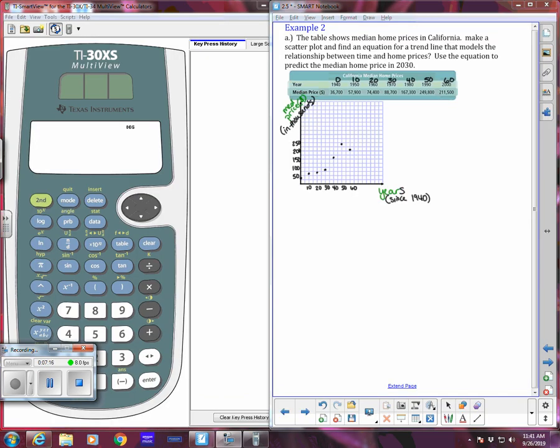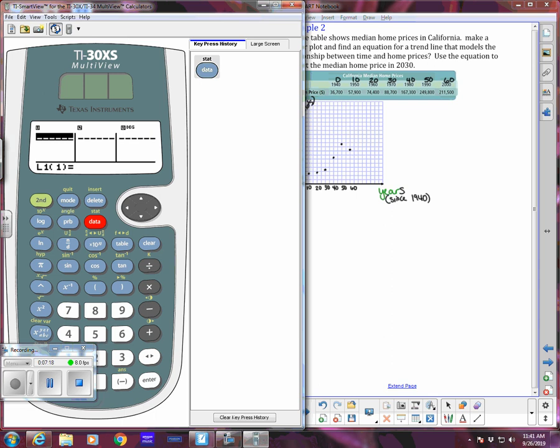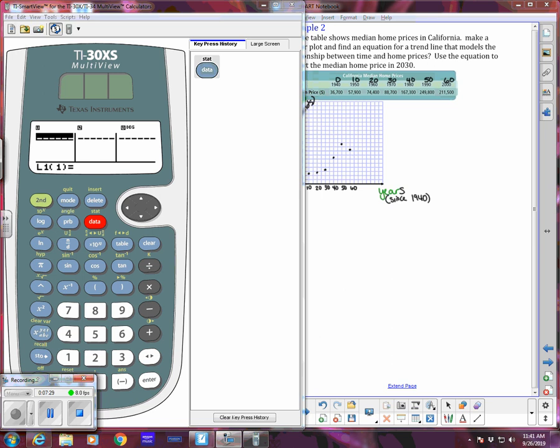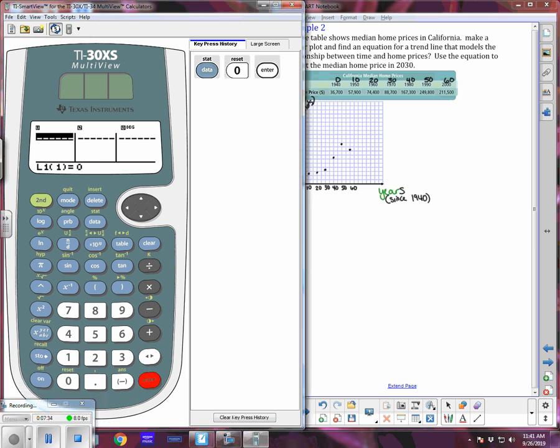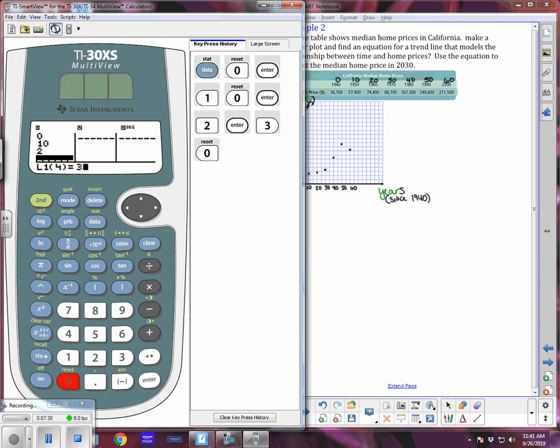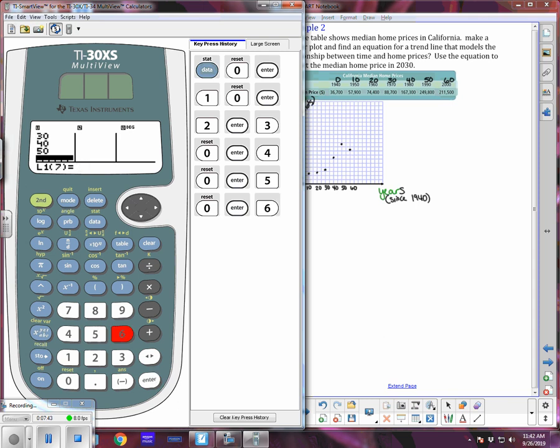So to do this, you first have to hit data. In the data menu in the left-hand column, that's where you're going to put your x values. Now remember, we changed the x values. We made them 0, 10, 20, and so on. So that's what you're putting in there. So I've entered all of the values 0 through 60.